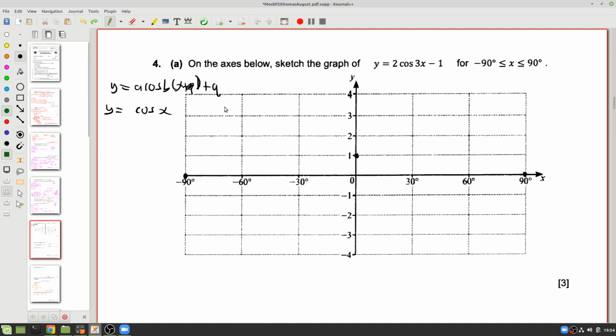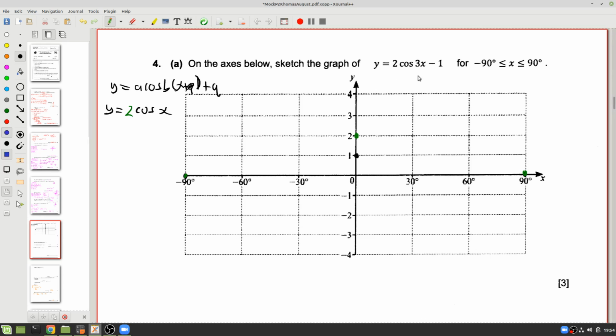Let's start with the 2 in front. So we've got 2 cos x. What does that do? We multiply every y value by 2. So 1 times 2 is 2, 0 times 2 is 0, 0 times 2 is 0. So the y values we multiply by 2.